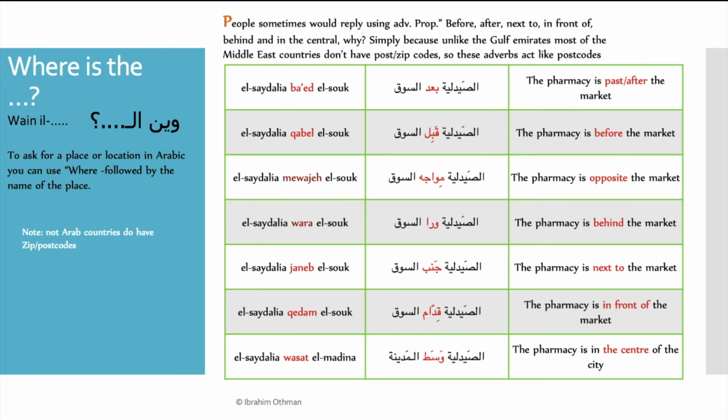Great. Now we know if you want to ask for a place, all you need to do is to start with wein, followed by the name of the place. And in this new section, what we'll be looking at are new adverbs and prepositions, such as before, after, next to, in front of, behind, or in the center. Why? Simply because, unlike some of the countries in the Gulf area, because they have zip codes or postcodes, most of the other Arab countries don't have postcodes.